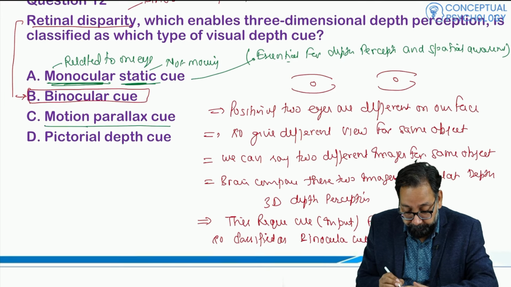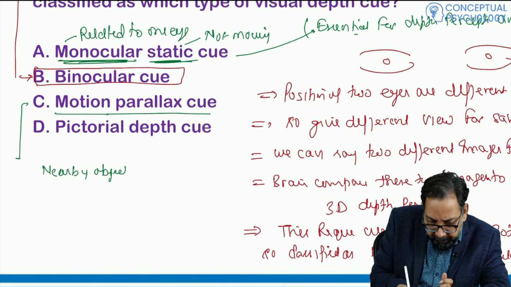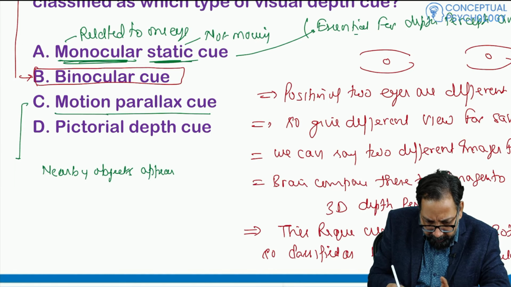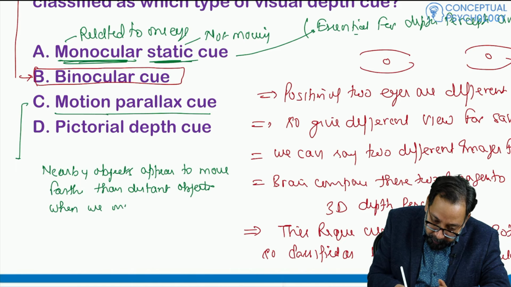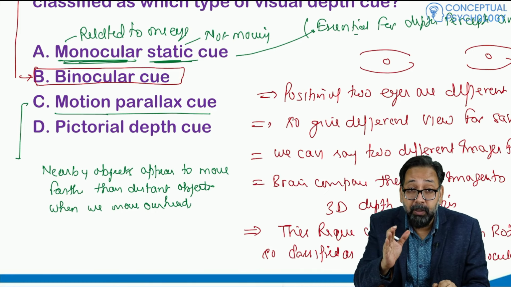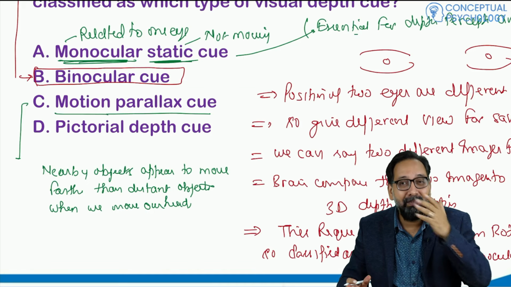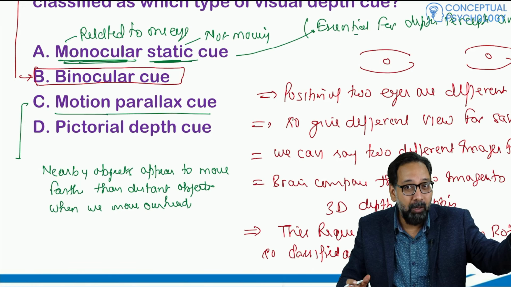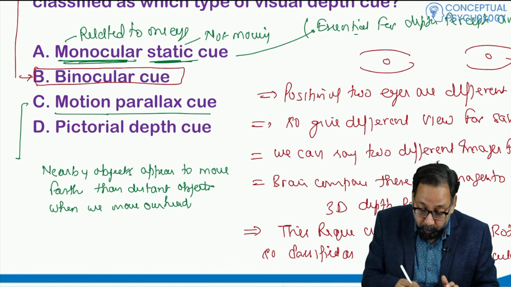Okay. Motion parallax cue. We found that nearby object or objects appear to move faster than distant objects when we move our head. So when we move our head, near object will move faster and distant object will appear moving slowly. Yes, just like you are traveling via train, the nearby things, yes, a pole will appear to be moving faster, but the mountain will appear to be moving slowly. Okay, so this is motion parallax cue.